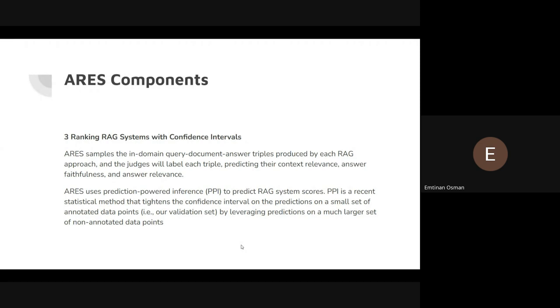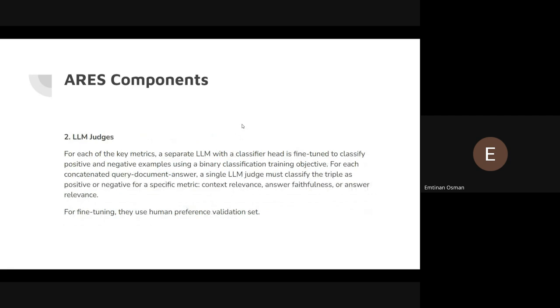If you remember from statistics, when you are using a small data set, your confidence interval is going to be too big, because it has an inverse relationship with the number of samples. This method allows you to increase your data set with the LLM generated one, so you are going to reduce the confidence interval. So this is basically the good thing that ARES does.